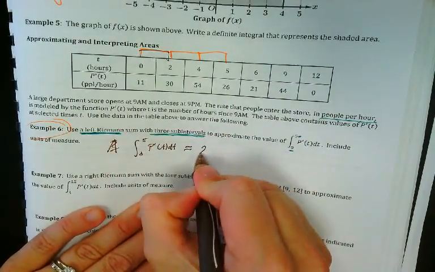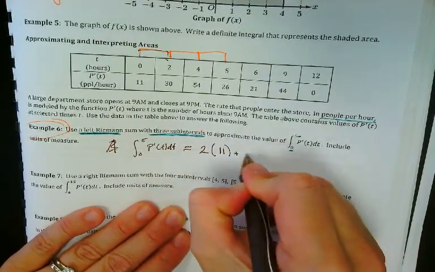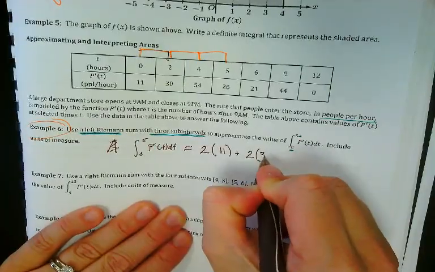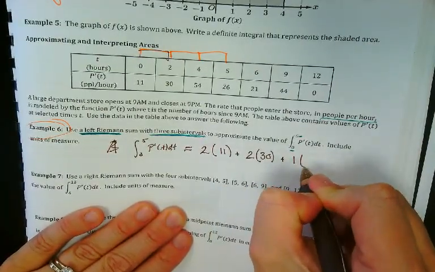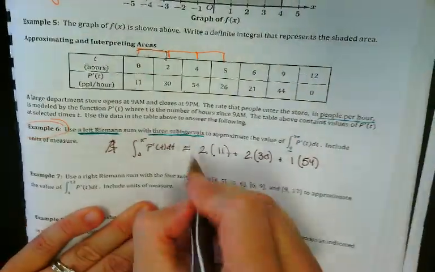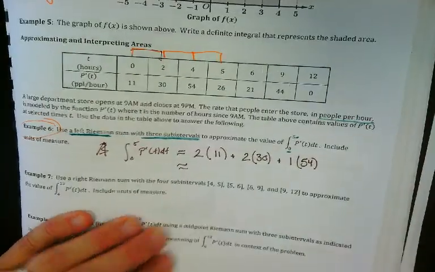2. What is the height on the left? 11. Plus, what's the next base? 2. What's the height on the left? 30. What's the next base? 1. And what's the height on the left? 54. Okay, and then again, you just approximate. You can throw that in your calculator. I'm not worried about that at the moment.